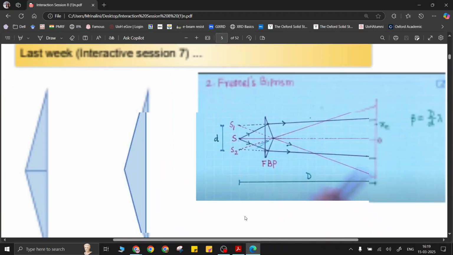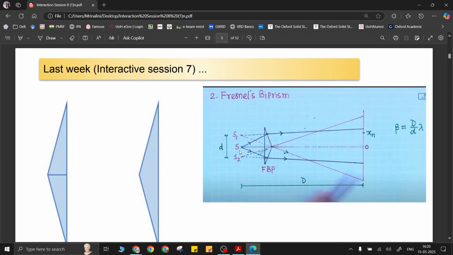This we had discussed last week, why we use this: to get coherent sources. From a single source, when we use a prism like this, we get virtual images of two different sources. So the waves going after refraction seem to come from S1, S2 virtual sources, and thus they are coherent and will interfere to give us an interference pattern. This is how the Fresnel biprism looks, and we had also discussed an experiment based on it.